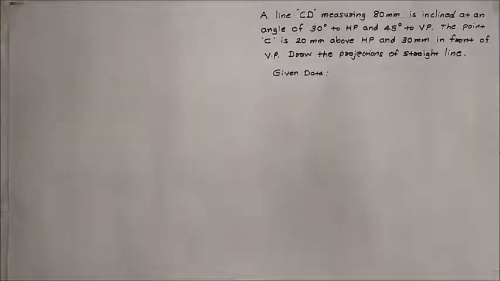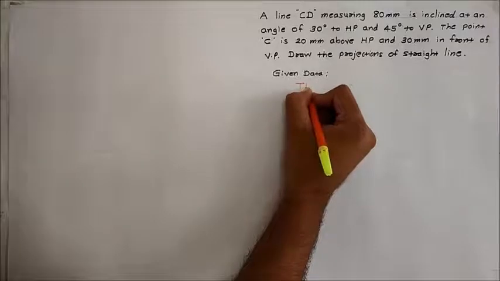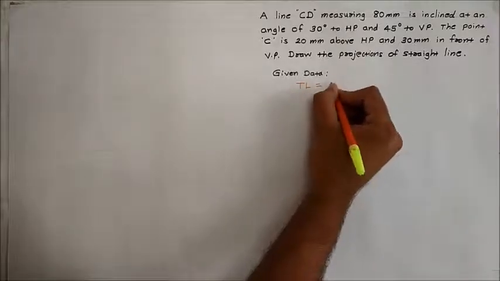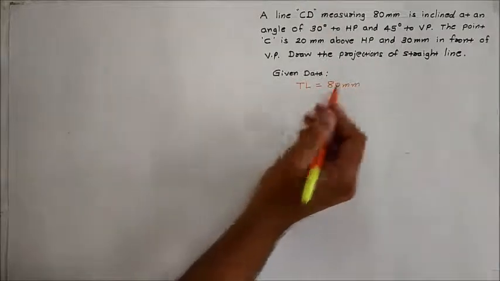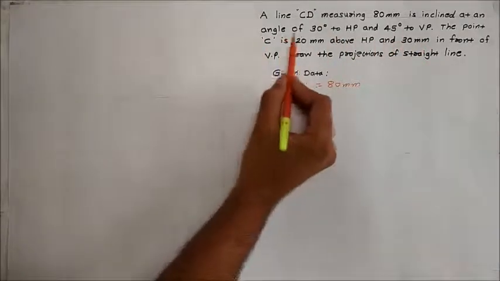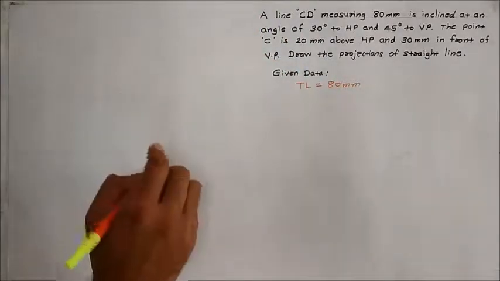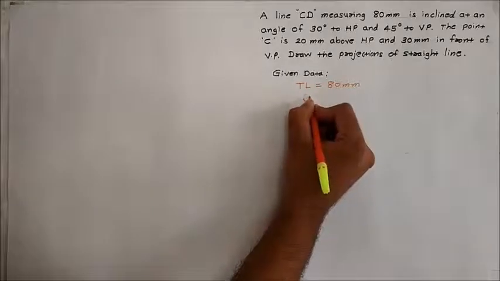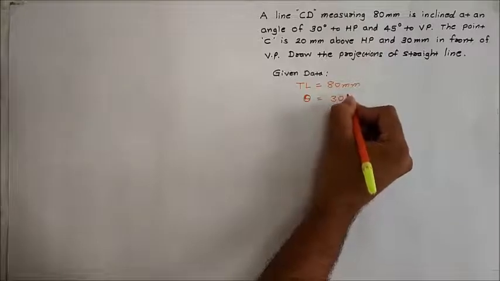So a line CD measuring 80 mm is inclined at an angle of 30 degrees to the horizontal plane. Here 80 mm is the true length of the line, which is denoted by TL. So TL is given as 80 mm. Then this line is inclined at an angle of 30 degrees to the horizontal plane. The angle made by the line with the horizontal plane is denoted by theta, which is equal to 30 degrees.